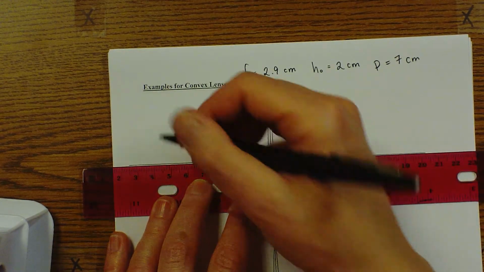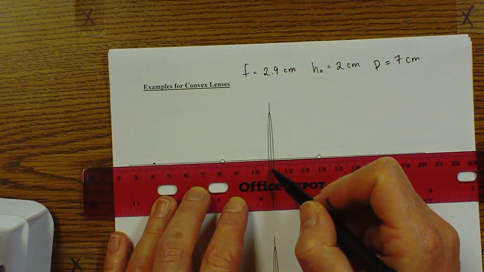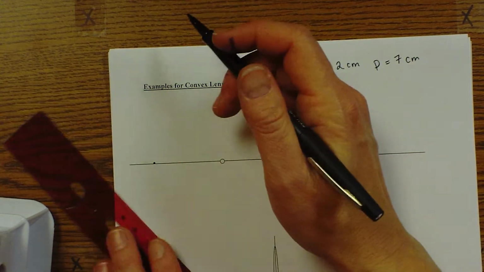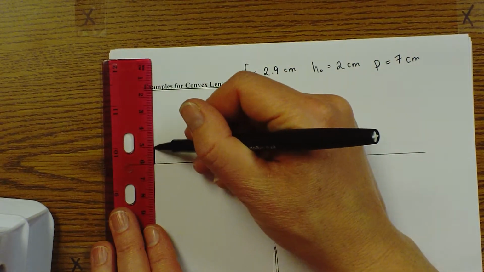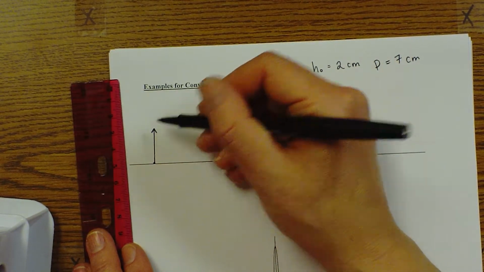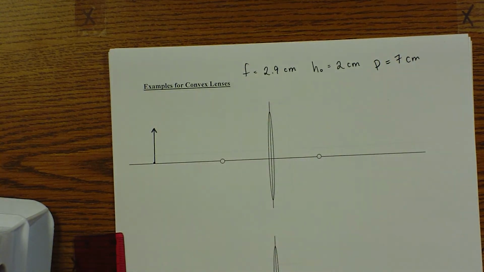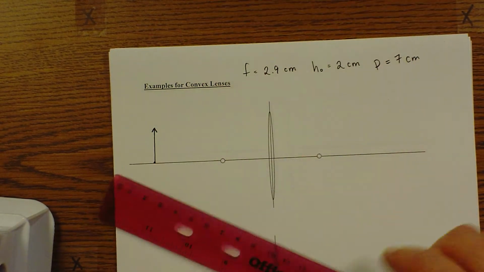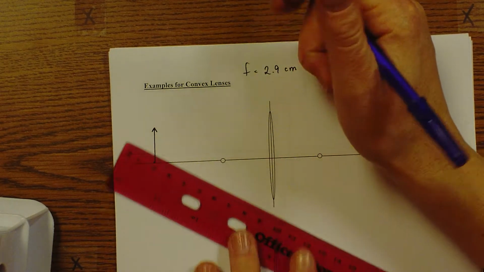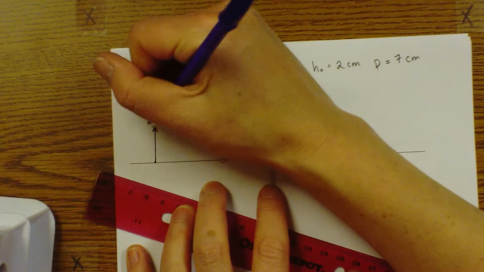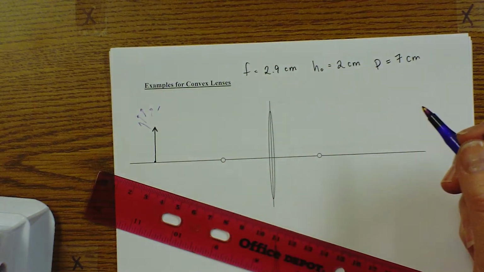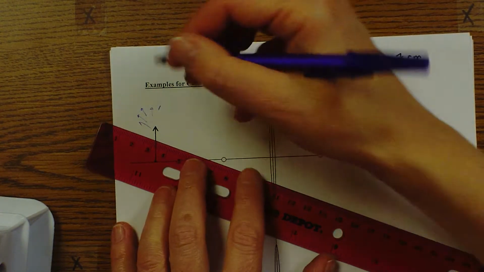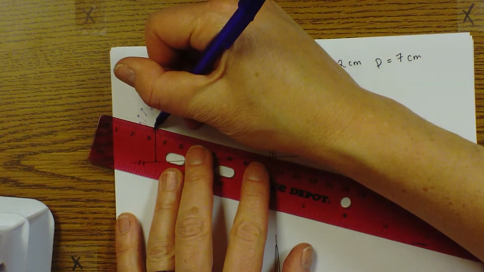So what we're going to do is count out 7 centimeters. I'm going from 11 to 4 on my ruler. And I'm going to make my object 2 centimeters high. And again, one way to determine the location of the image is to draw a ray diagram. I'm going to draw the same 2 light rays that I showed you in the last example. Now, remember, there are a multitude of light rays coming off of any object that we can see. What we're doing is we're picking two that help us determine the location of the image.